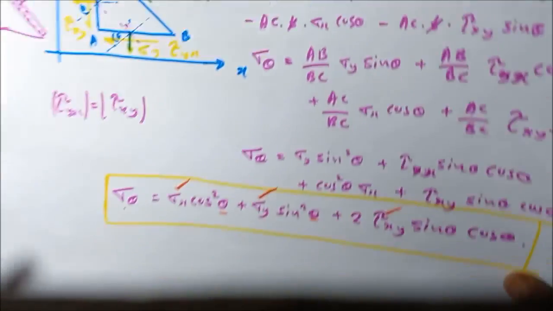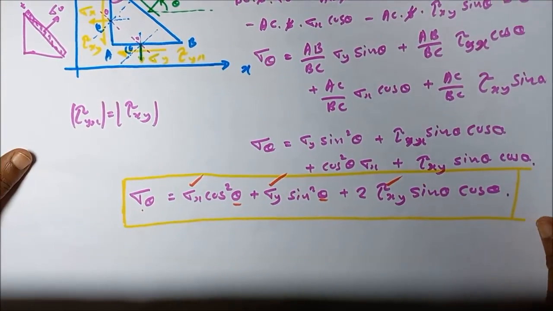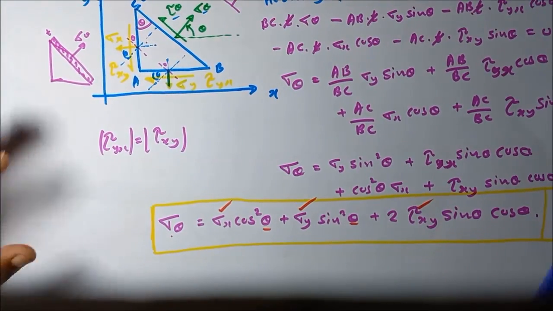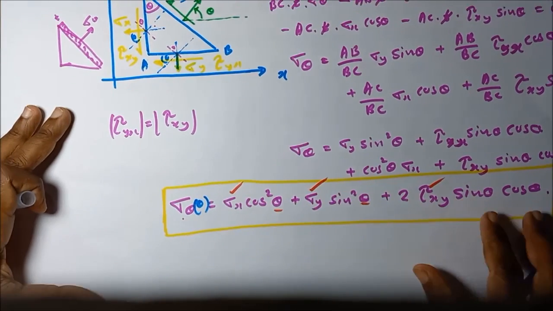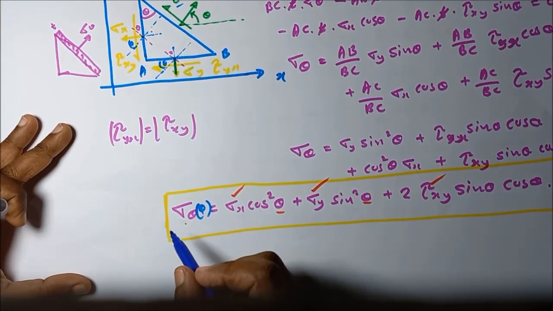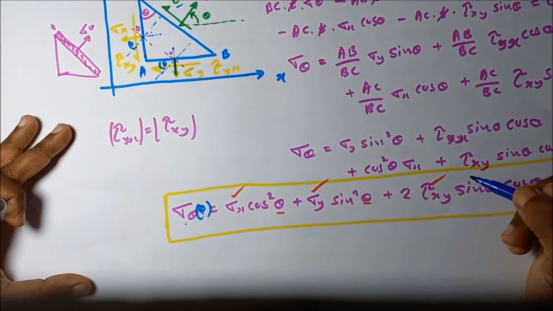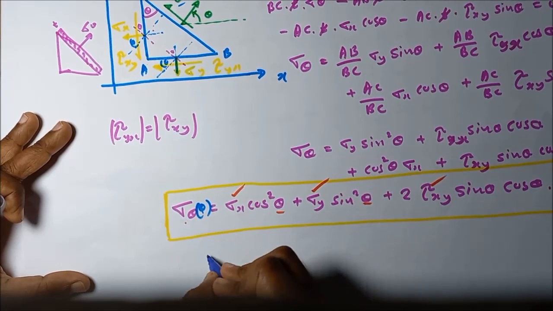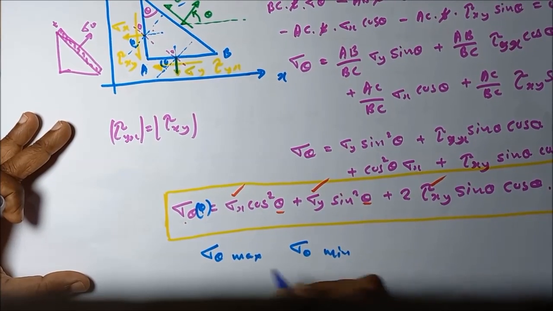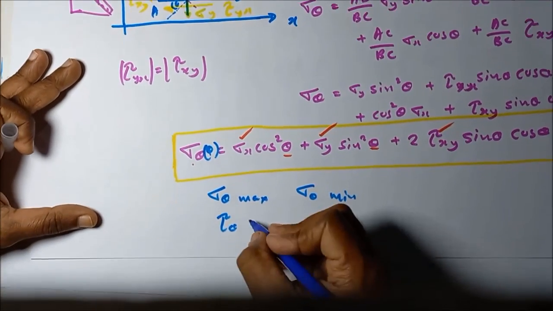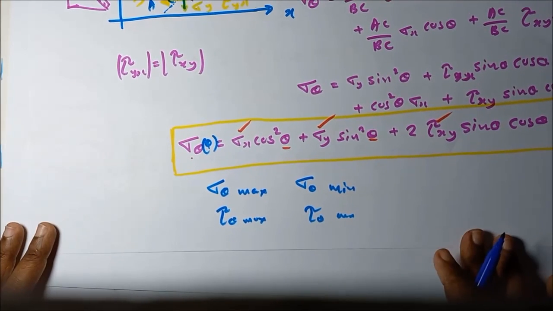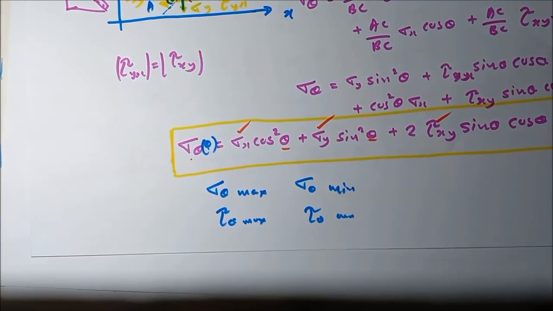In the next class, we are going to discuss that in this equation, theta is the variable. By varying theta, we have obtained different normal stress values for this biaxial stress system. In the next class, we are going to find the maximum and minimum values of sigma theta, and likewise the maximum and minimum values of tau theta. Okay, let's continue next class.